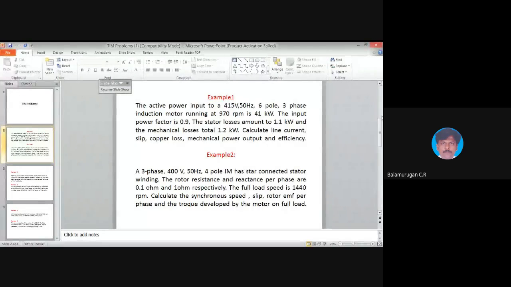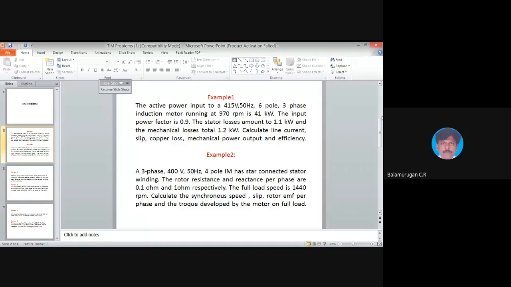Read out the formula. Torque equal to K into slip, E2 squared. So torque equal to K slip S E2 squared R2 divided by R2 squared plus S X2 whole squared. Very clear? Abhirami? K S E2 squared R2 divided by R2 squared plus S X2 whole squared.